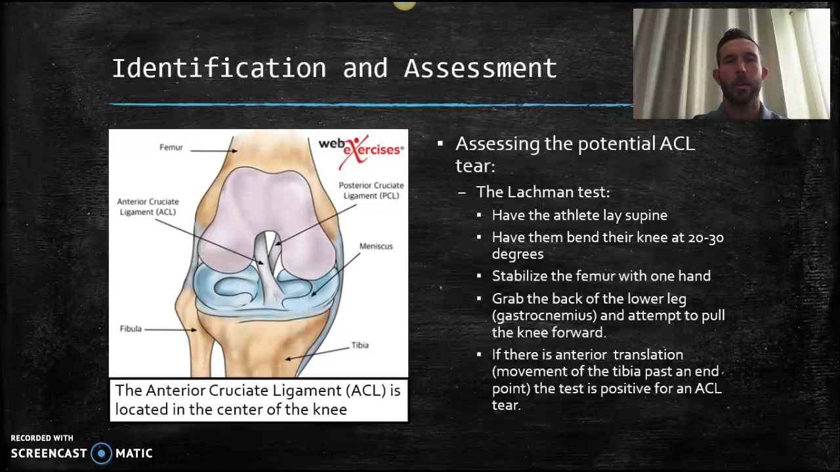Assessing the potential ACL tear, the Lachman test. You have the athlete lay supine on a bench, have them bend their knee about 20 to 30 degrees, stabilize the femur with one hand, and then grab behind the gastrocnemius with the other hand and attempt to pull that knee forward out of joint. It should stop, but if there is any translation past that stopping point, that's an indication of an ACL tear.